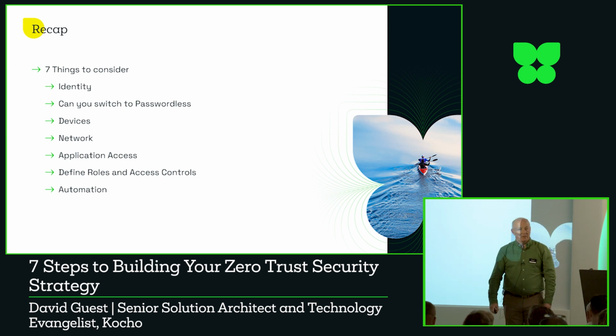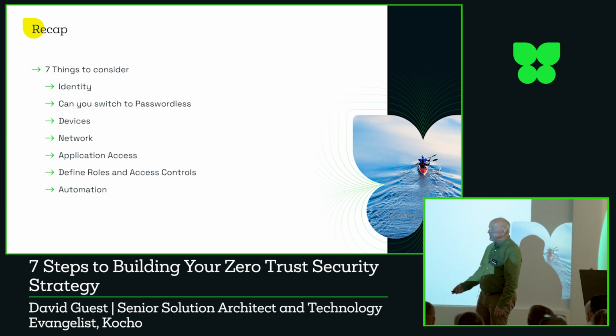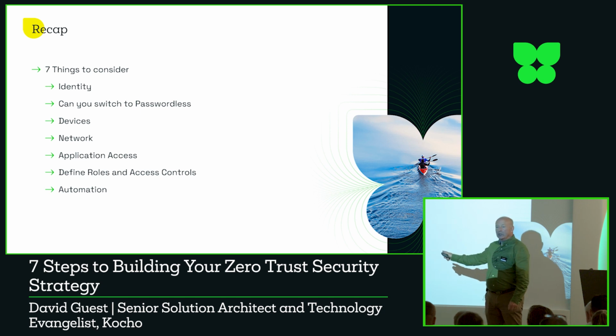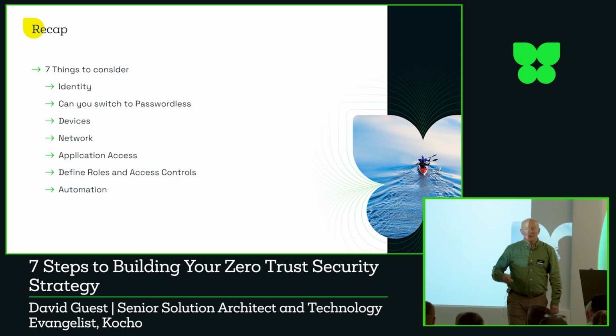Segregate your network. Keep your guests away from your users. Keep each floor separate. Keep each department potentially separate so that things can't spread. Make sure that people have the right access to the right applications when they need it, and when they don't need it, they don't have access. Sounds simple? Not easy to do, but worthwhile. Roles and access controls, yeah, we know they're complex, but start looking at it. And finally, automation.